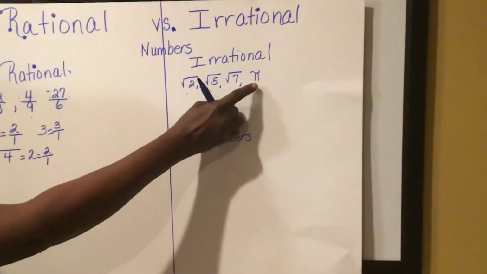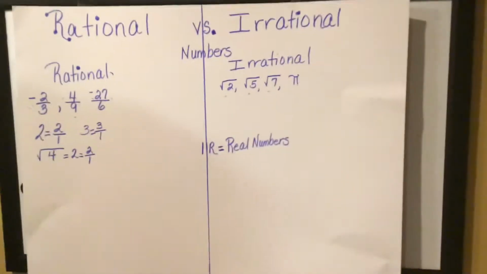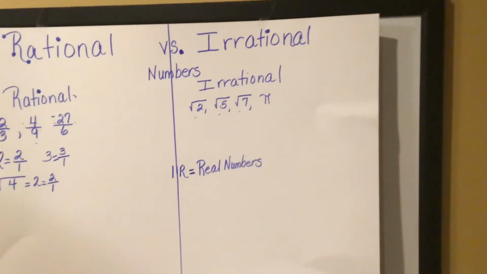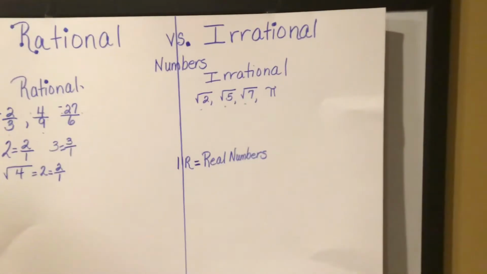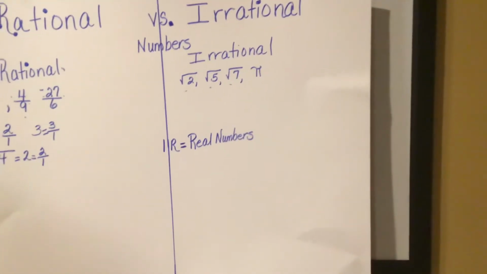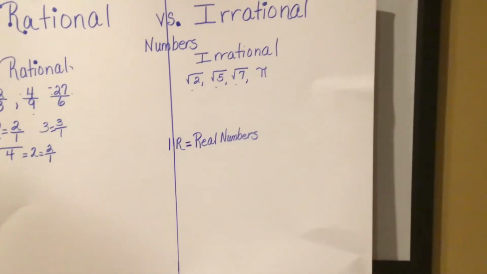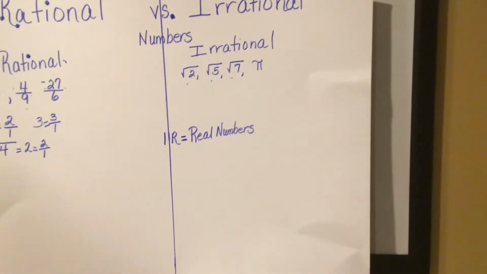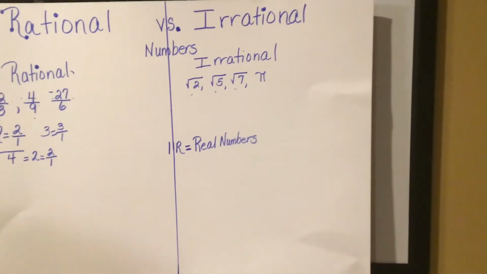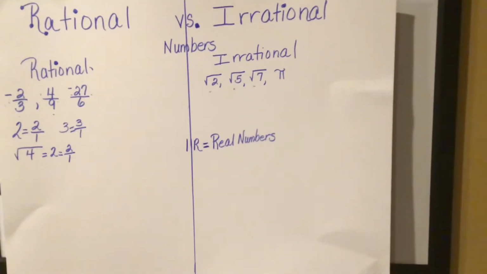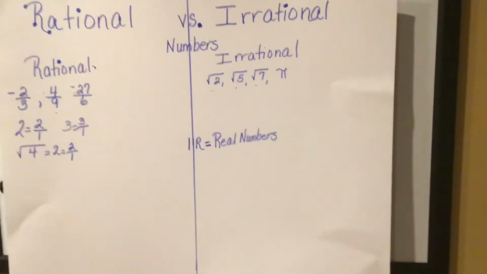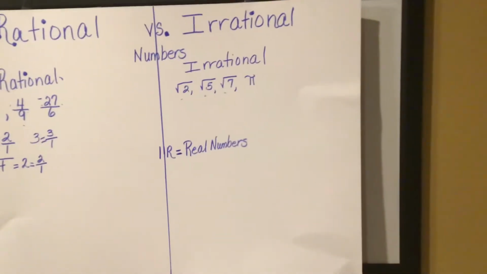And what did we say about pi? Why is it irrational? Because it's infinite. That number, 3.14, goes on and on and on. That's what infinite means. But it doesn't repeat. The pattern just goes on and on and on.